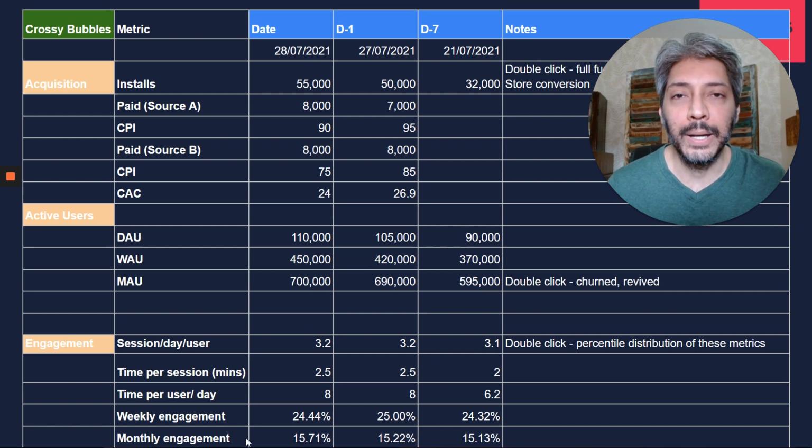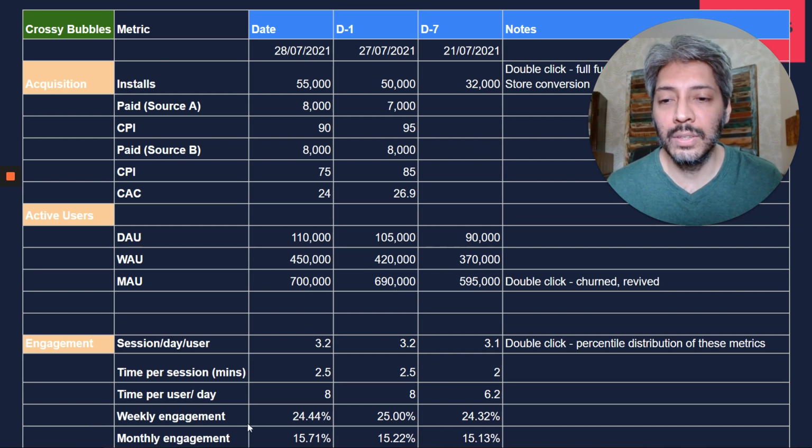Now comes the worrying part. Your weekly engagement is the ratio of your DAU by WAU, and you see that this is pretty constant. It's about 24.3 to 25%, and it's pretty much in the same ballpark, right?